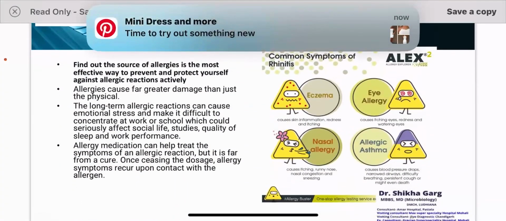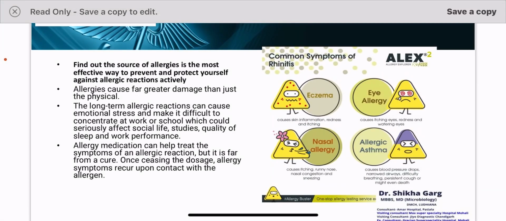So why is it important? Because finding out the source of allergy is a more effective way to actively prevent and protect yourself against allergic reactions. Because allergies, of course, cause physical damage, but long-term allergic reactions can also cause emotional stress and make it difficult to concentrate at work or school.